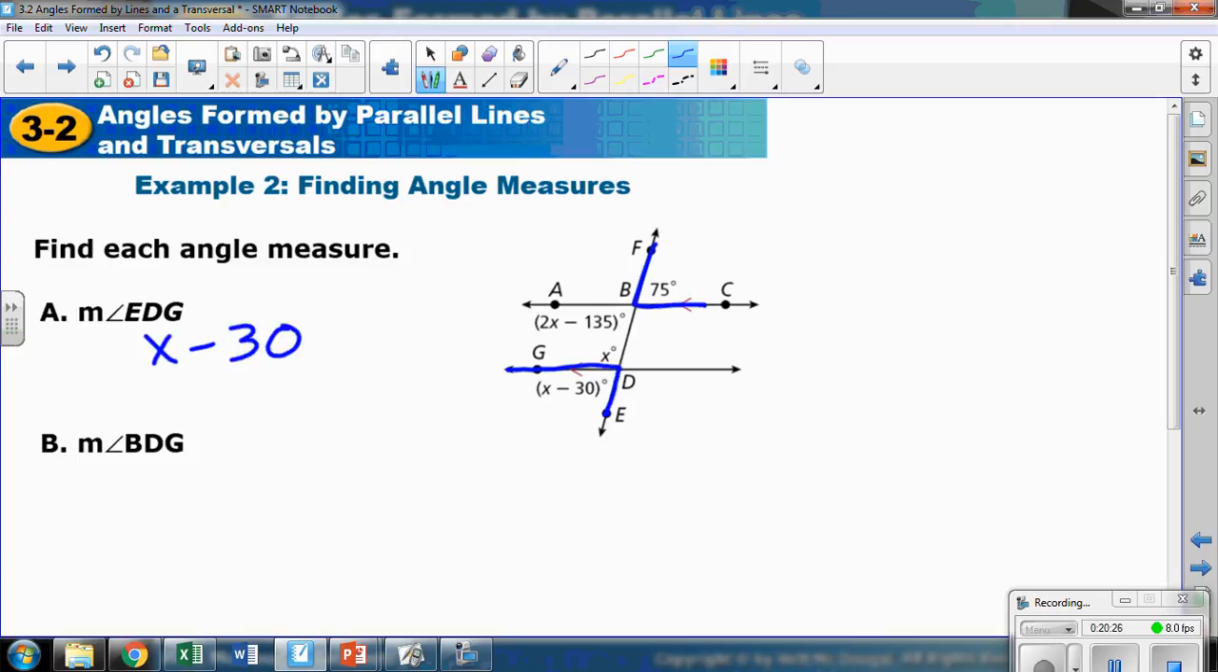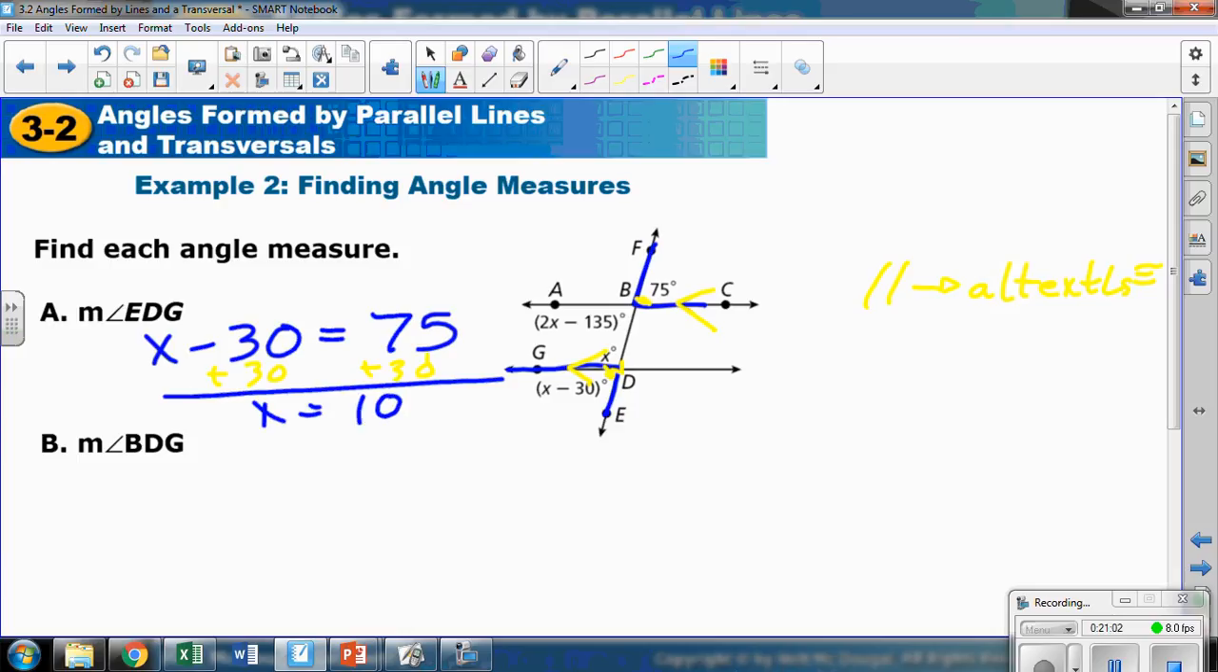Those have to be equal. And I know that they're equal because we are told the lines are parallel, and parallel forces alternate exterior angles to be congruent. Well, these are alternate exterior angles, so I know that those are the same. Giving me a really easy equation to solve, just add 30, and we get x has to be equal to 105.